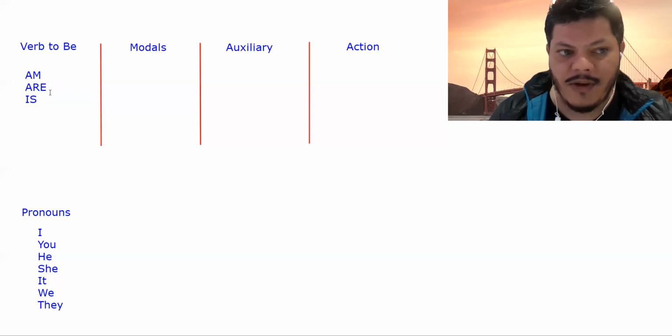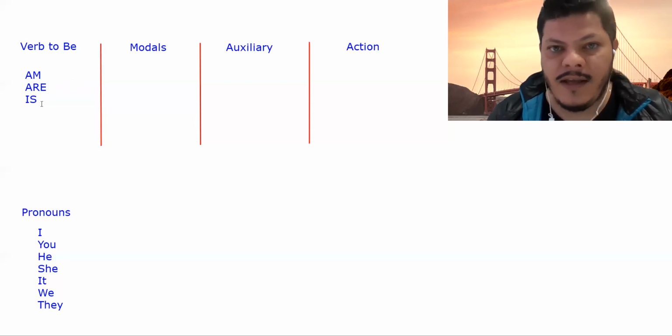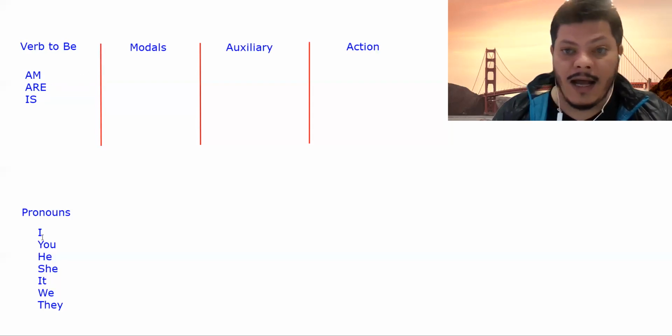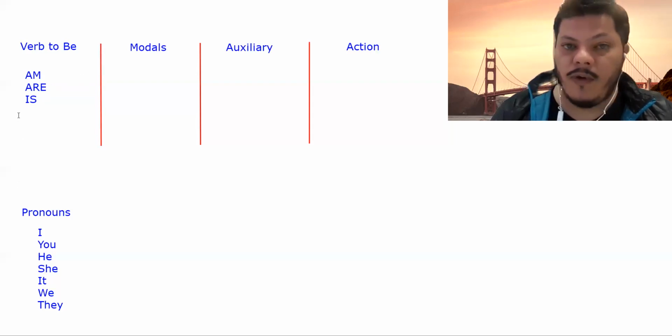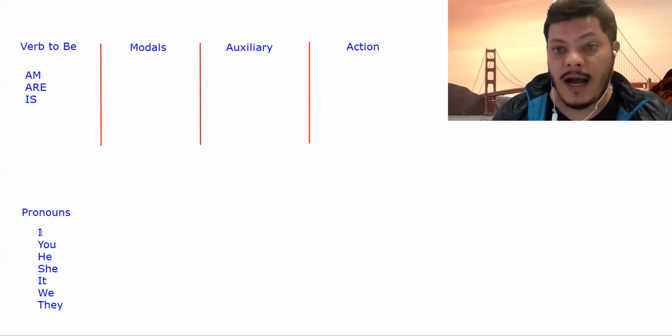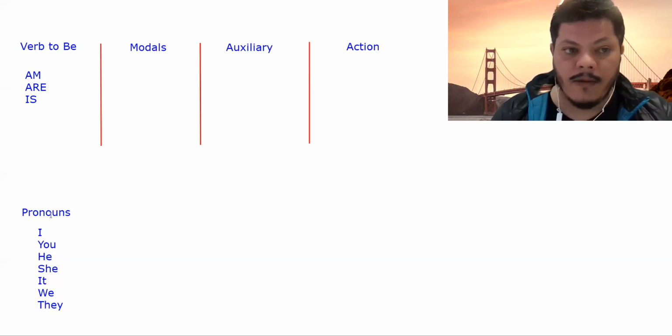Am is the verb. Are is the verb. Is is a verb. I, you, he, she, it, we, and they are pronouns, not verbs, okay? Of course, we associate pronouns with verbs. So, for example, I would say, I am, you are, he, she, and it is, we are, and they are. Basically, that's how you would conjugate the verb to be.